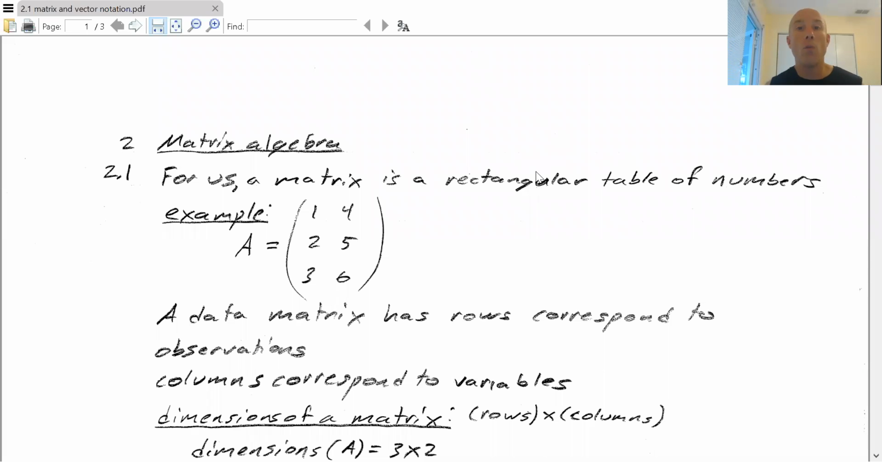Hi, in this video, we want to take a look at matrix algebra. All right, so a matrix is a rectangular table of numbers. So there's a number of rows and a number of columns.